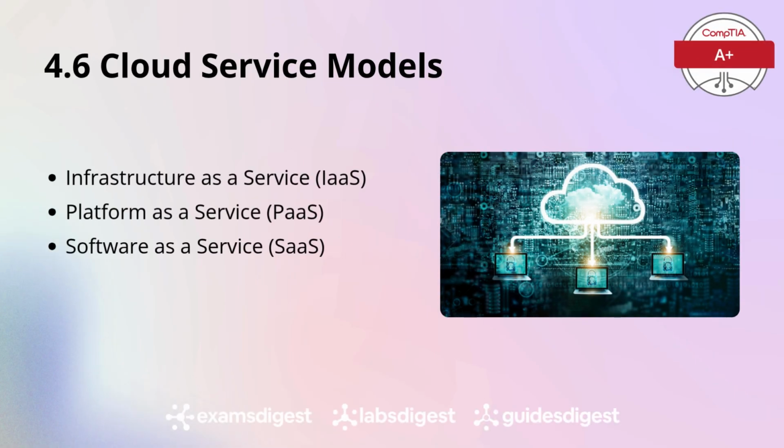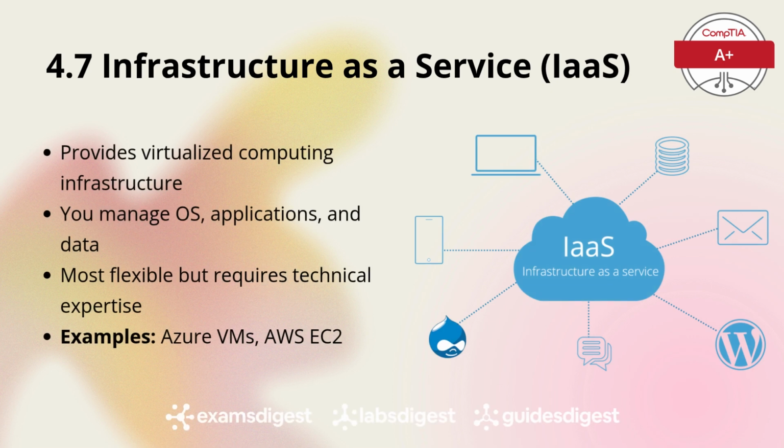Now, let's move into cloud service models, which describe what kind of service is being delivered through the cloud. First up is infrastructure as a service. This is the most basic model where the cloud provider delivers virtualized hardware resources like servers, storage, and networking. You manage everything on top, including the operating system and apps. It's perfect for IT pros who want flexibility without the cost and maintenance of physical hardware.